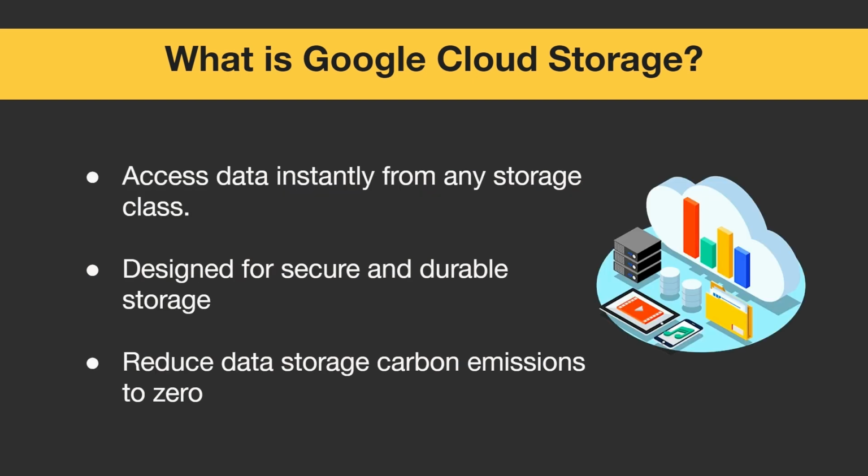You can access data instantly from any storage class you put in Google Cloud Storage. Like I said, we have multiple storage classes, and in Google Cloud Storage we can transfer data from one storage class to another. It is designed for secure and durable storage, and it reduces data storage carbon emissions to 0 because it's based on renewable energies like solar and hydro turbine solutions.